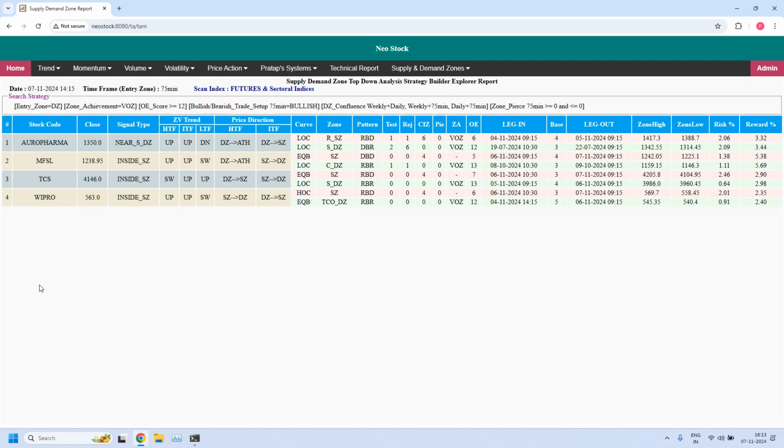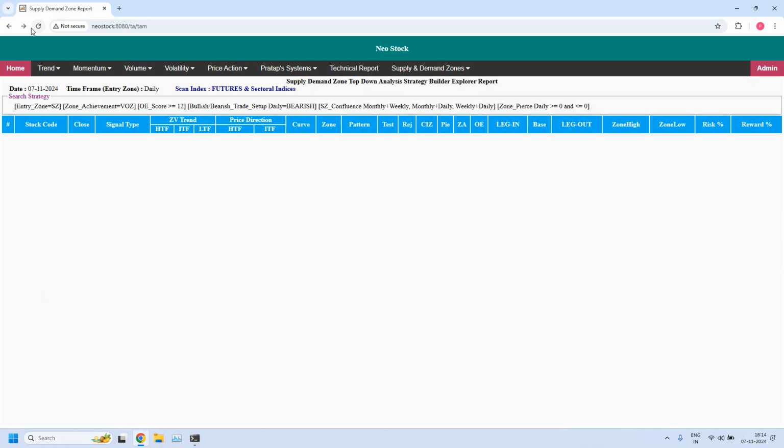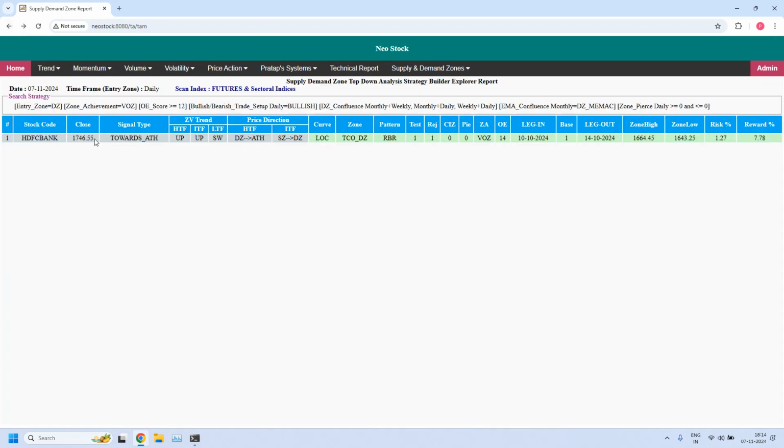In these 4, any of the stocks having EMA confluence with uptrend, that is even more high probability setup. Let's verify. In the EMA confluence at weekly time frame, weekly demand zone with weekly EMA confluence. I think earlier I made a mistake. Earlier we have set LTF, ITF and 75 minutes I verified with EMA. Actually daily with EMA I have to verify. So I think some mistake I made earlier. This is a daily time frame.